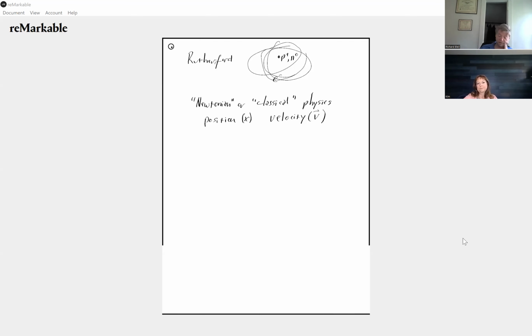The problem with Newtonian physics is there are certain observable phenomena that cannot be explained using classical physics. God bless you. Thank you. For example, Newtonian physics fails when we talk about black body radiation.